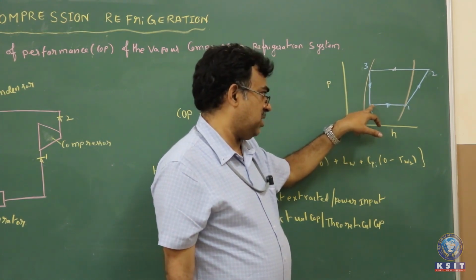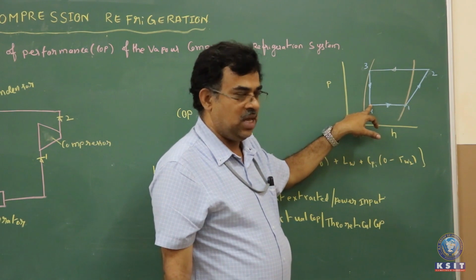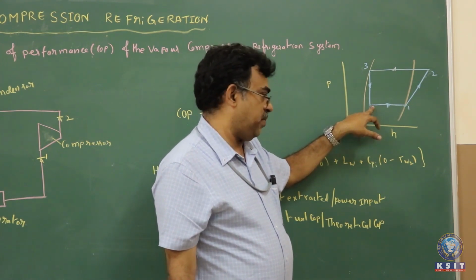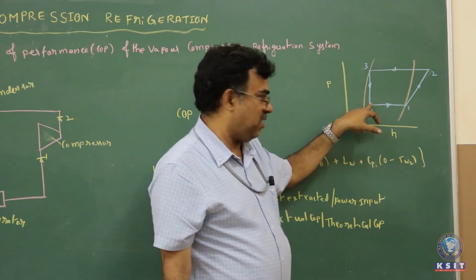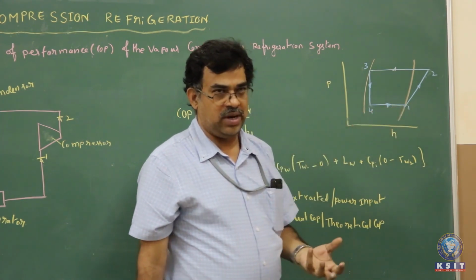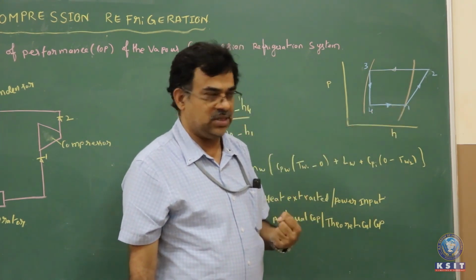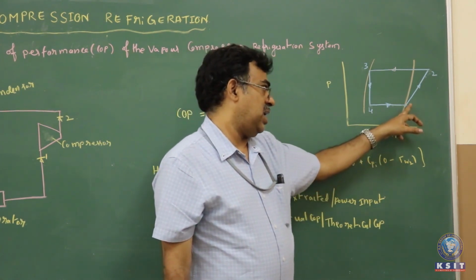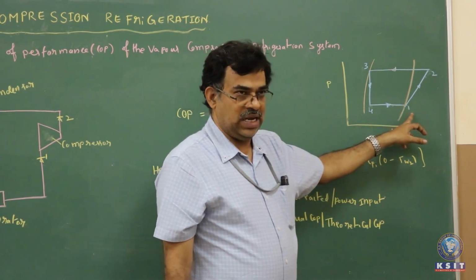Then the refrigerant, this is the lowest temperature in the cycle. So the low temperature and low pressure refrigerant passes through the evaporator. In the evaporator, the refrigerant absorbs the heat and gains heat, and its temperature increases.